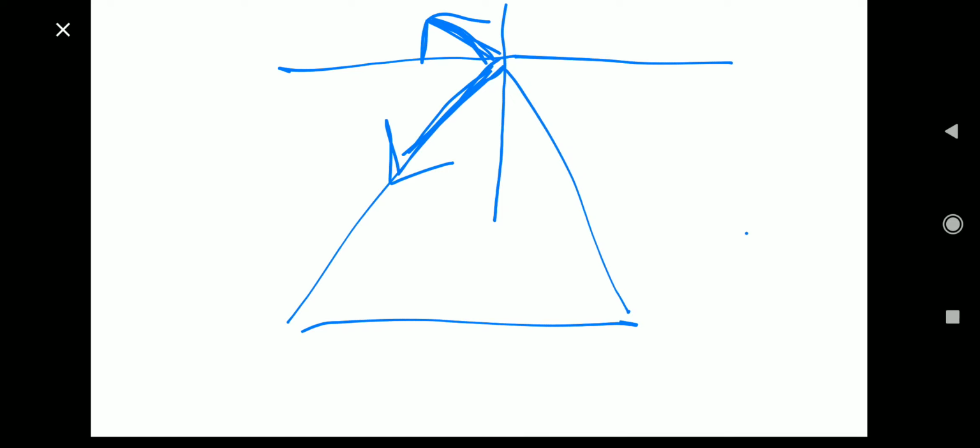Then this angle and this angle, both I have taken equal to theta. These both angles will be equal to each other. Reason is, in front of these two angles the sides are same. Just studied that BP will be equal to AP.